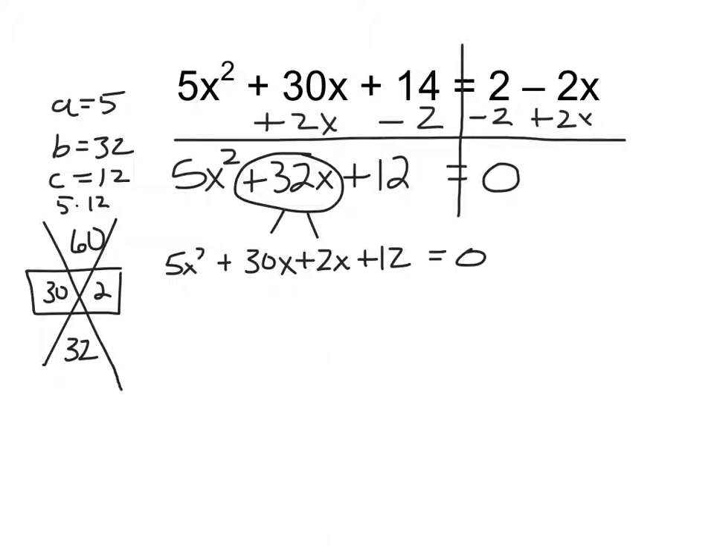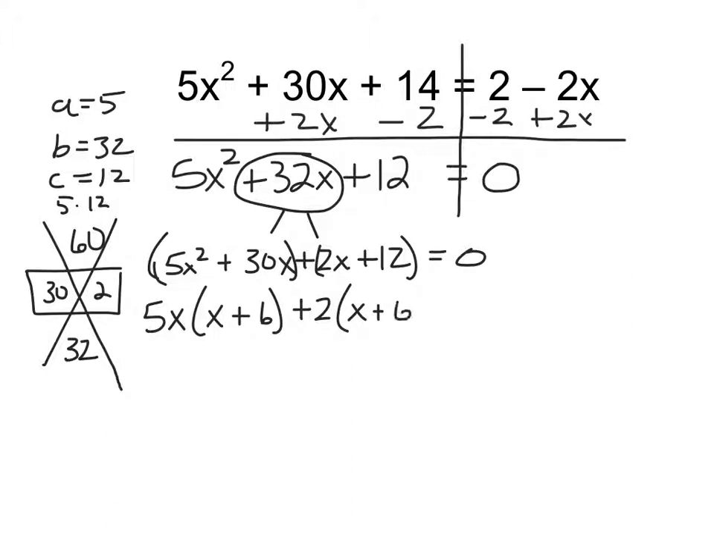Group the first 2 and the last 2. Biggest number that goes into 5 and 30 is 5, and they have an x in common. If I take that 5x out, I'm left with an x plus 6. 30 divided by 5 is 6. Biggest number that goes into 2 and 12 is 2. They don't both have x's, so I'm going to leave that guy in there. And 12 divided by 2 is 6. They have an x plus 6 in common and a 5x plus 2 left over.